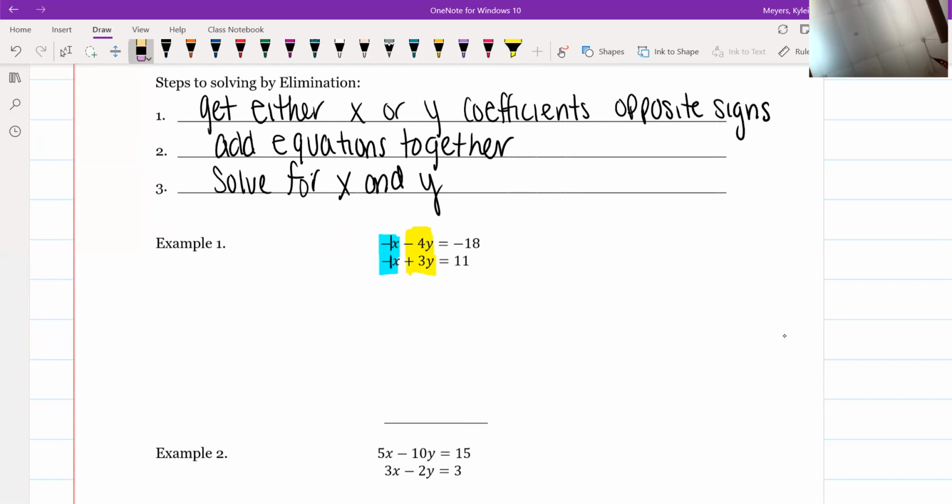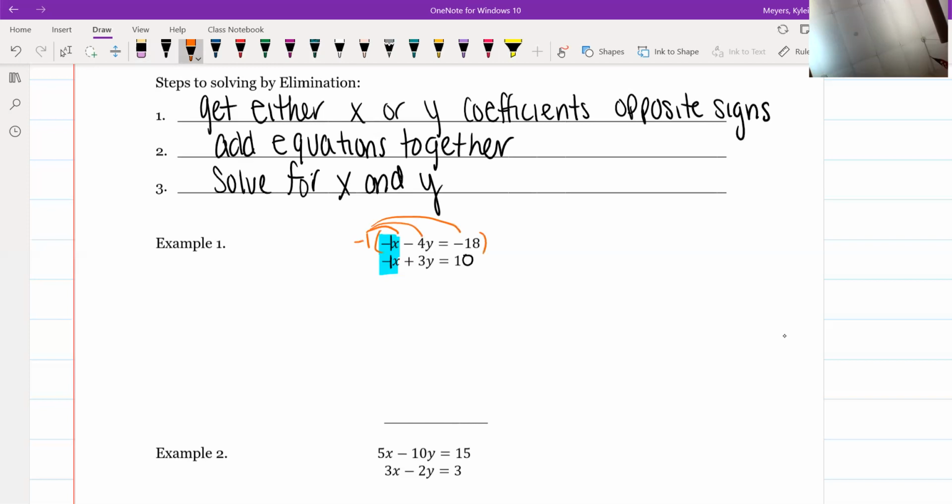So that's -4 and 3, whereas these are both -1. But they're both -1, so I want to make one positive. If we're being honest, it doesn't matter which one you make positive, okay? So I normally just do the top one because it's the first one I see. So how do I make a -1 into a +1? Well, I multiply it by -1. So I'm going to distribute a -1 to everything in these parentheses.